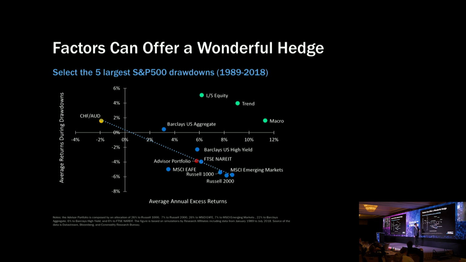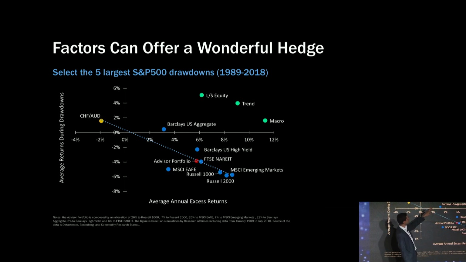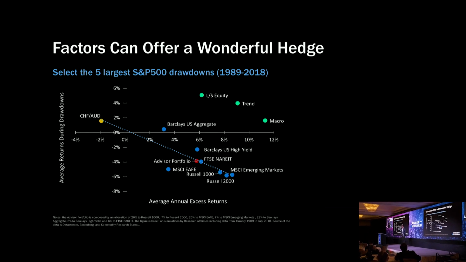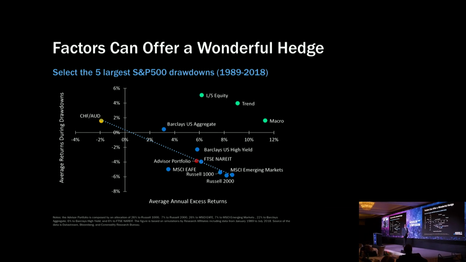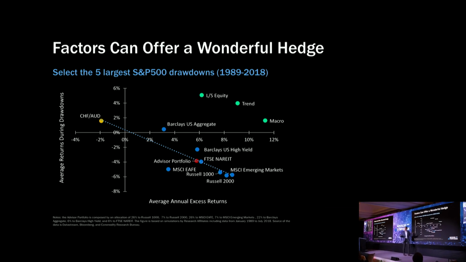Then what I did is, on the horizontal axis here, I computed the average annual excess returns since 1989 to 2018 of these indices. Then what do we have here on the vertical axis? I just focused on those major drawdowns. Which ones? I actually picked the 5 largest drawdowns of the S&P since 1989, so 5 of them. And then I look at the monthly returns during those drawdowns. What you can see, it's pretty intuitive.